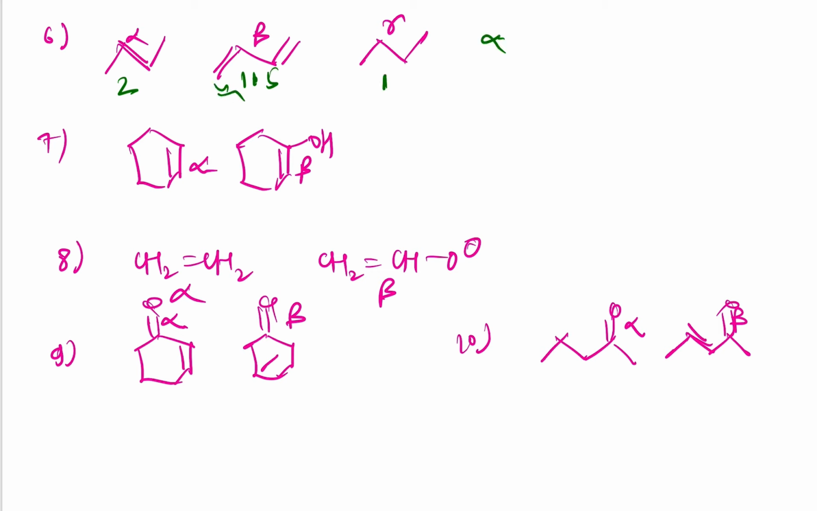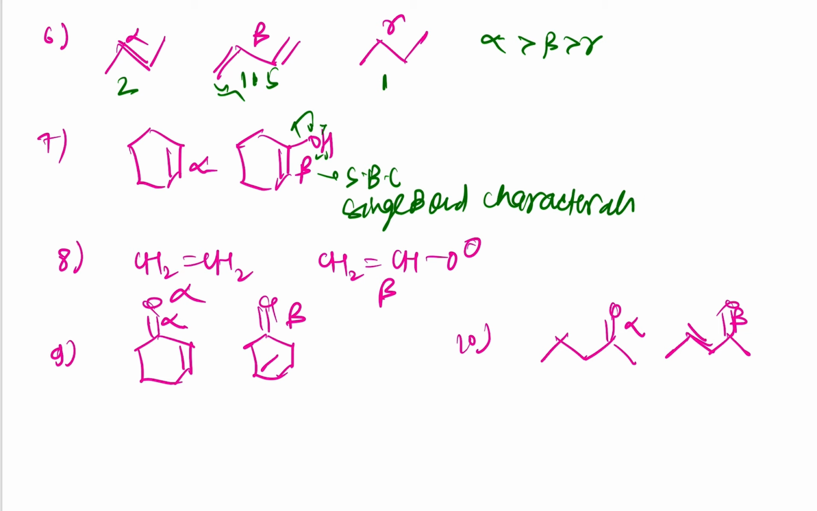So alpha greater than beta greater than gamma. Here it is going in resonance, so beta has single bond character. Single bond character also. So here alpha will be greater than beta. But here also it has single bond character. This bond has single bond character, so alpha will be greater than beta.